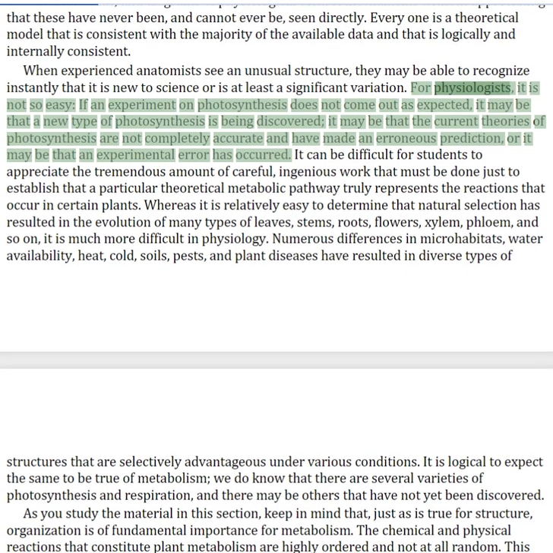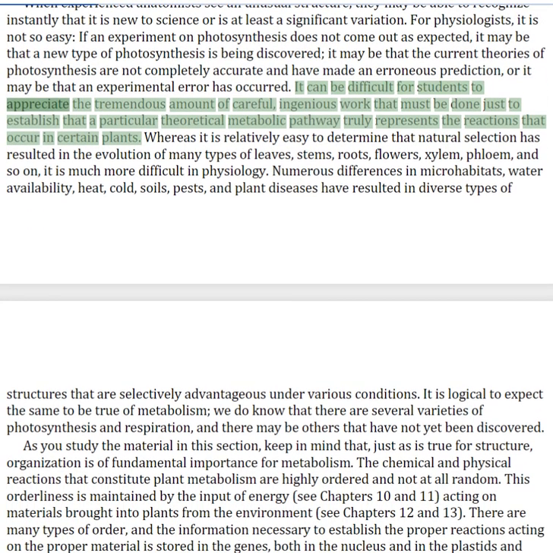For physiologists, it is not so easy. If an experiment on photosynthesis does not come out as expected, it may be that a new type of photosynthesis is being discovered. It may be that the current theories of photosynthesis are not completely accurate and have made an erroneous prediction, or it may be that an experimental error has occurred. It can be difficult for students to appreciate the tremendous amount of careful, ingenious work that must be done just to establish that a particular theoretical metabolic pathway truly represents the reactions that occur in certain plants.